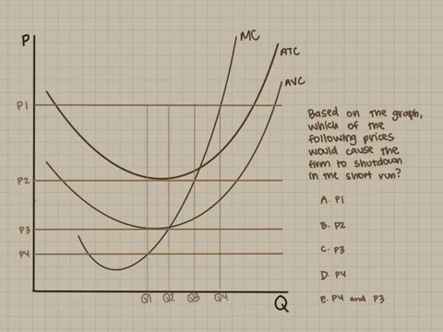Now let's check your understanding of this topic with this multiple choice question. Read over the question and take a few moments to get the answer. So the answer is D, P4. This is because this price is below the average variable cost, and based off the shutdown rule, if price is below average variable cost, then the firm should shut down.